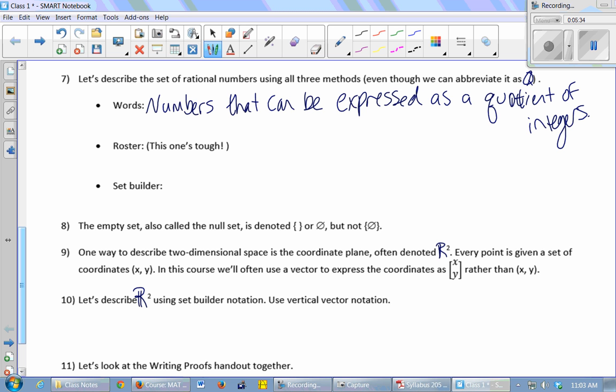All right, if I wanted to make a roster, a list of all the rational numbers, all the numbers that you can write as a fraction where the top and bottom are both integers, this is a little tough. So I could try to be sort of smart about how I make the list, and I could say, okay, let's write out all the fractions that have a 1 on top. Right, so I could do like 1 over 1, 1 over 2, 1 over 3, 1 over 4, and I could just keep doing that, right?